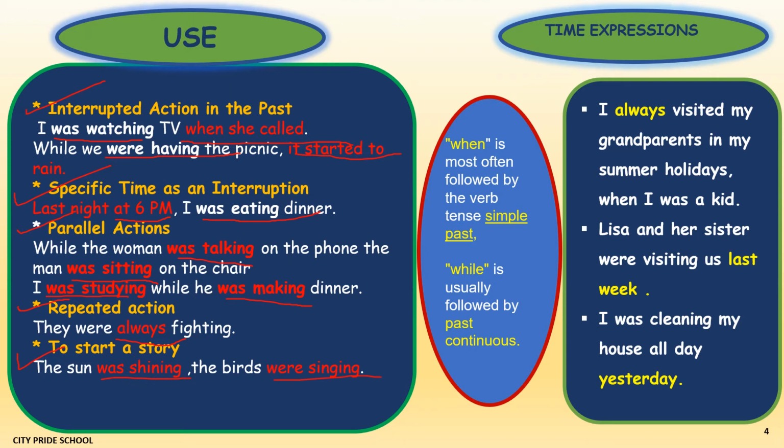Now moving on to the time expressions. The different time expressions are: always. The example is, I always visited my grandparents in my summer holidays when I was a kid. So this is definitely an indication that when I was a kid in the past, this was a regular habit which was repeated. Visiting the grandparents was repeated very often.